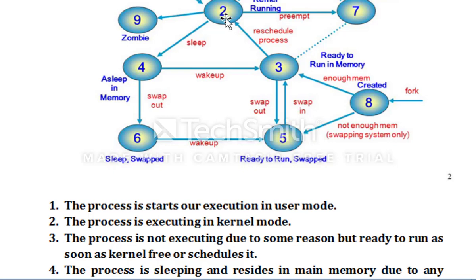In that case, the process which is running or executing in the kernel must be swapped out or preempted by another process. Suppose a lower priority process is executing in kernel running mode, but a higher priority process comes into kernel mode. That running process may be swapped out. So the process with the higher priority preempts the process with the lower priority.